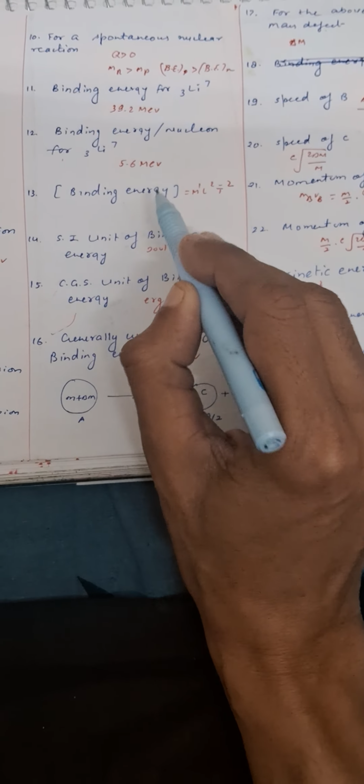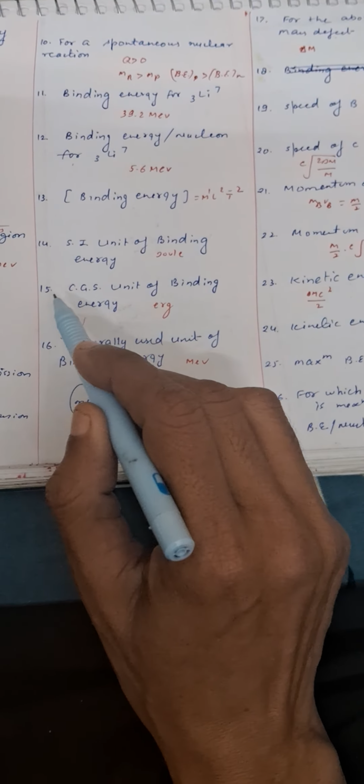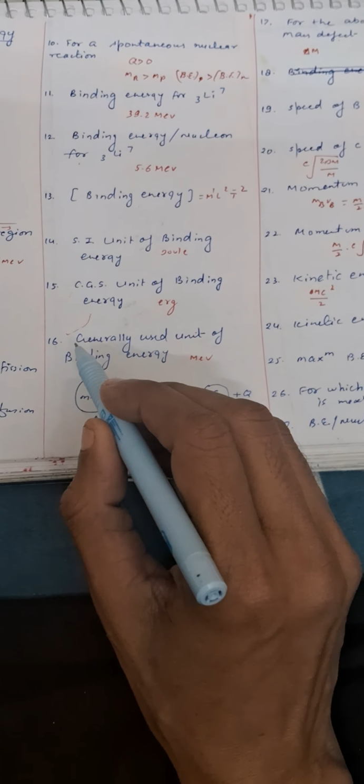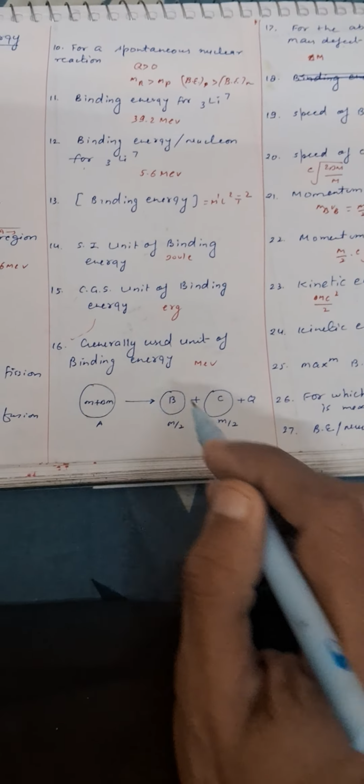Next are the dimensions of binding energy. Binding energy is energy itself, so its dimension is M¹L²T⁻². Next is the SI unit of binding energy, which is joule. Next is the CGS unit of binding energy, which is erg. Next is the generally used unit of binding energy, which is mega electron volt.